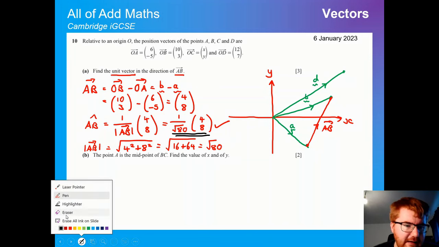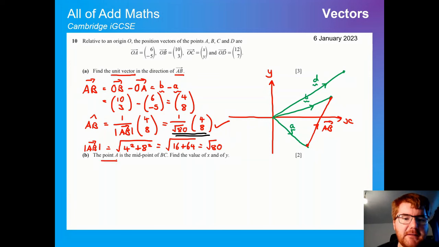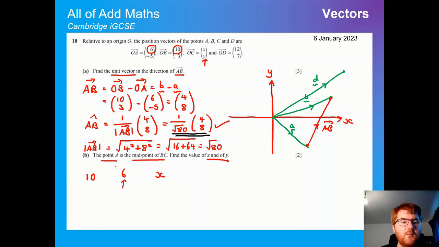Well, we're told here that the point A is the midpoint of BC, and then we need to find the value of x and y, so this value here. Well, let's think about this for a moment. So we've got part of the vector 10 here, and we know that 6 is in the middle, because we're told that from the question, and then we want to work out what x is. So what do I do to 10 to get to 6? Well, that gap in between is minus 4, so then this gap also needs to be minus 4 as well.